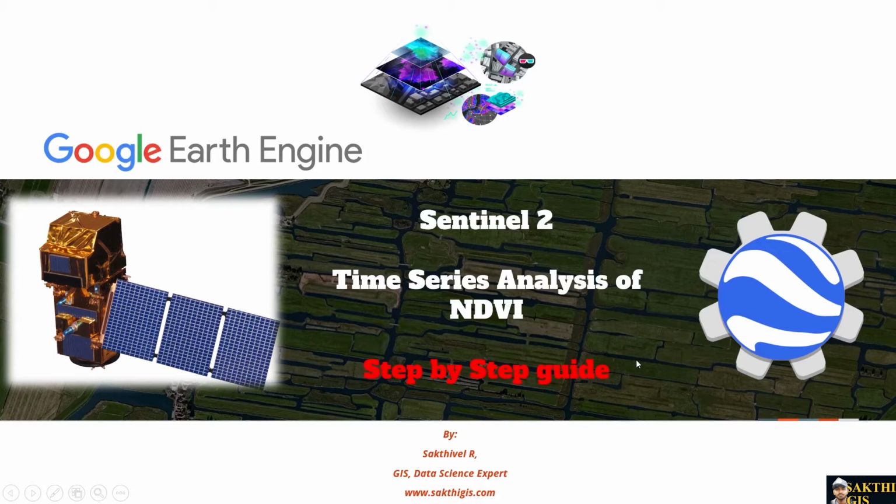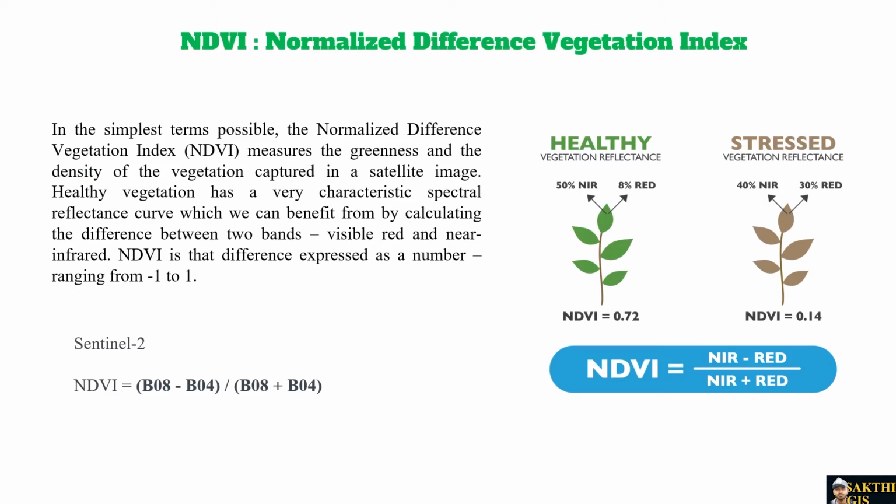Hi, today we are going to see time series analysis of NDVI using Google Earth Engine. So, what is NDVI? NDVI is the Normalized Difference Vegetation Index. This index is used to identify healthy vegetation areas and unhealthy vegetation areas. Already in our previous videos, we have seen how to calculate NDVI in Sentinel-2 images.